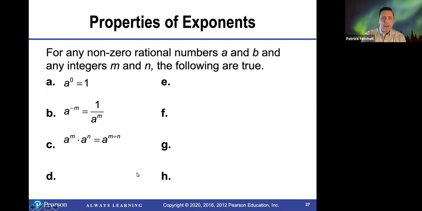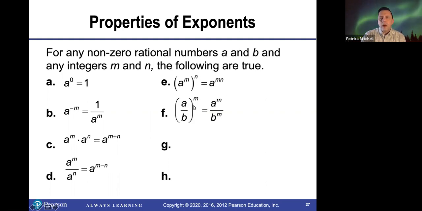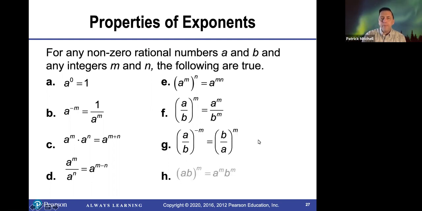The rest of these I think you've seen before. This is the product rule for exponents, the quotient rule, the power to a power rule, quotient to a power. When I teach beginning algebra, I usually present this one as a shortcut. It's sort of a special case of letter B. When you have a fraction to a negative exponent, that's the same thing as the reciprocal to the positive exponent. And then finally, we have the product to a power rule.